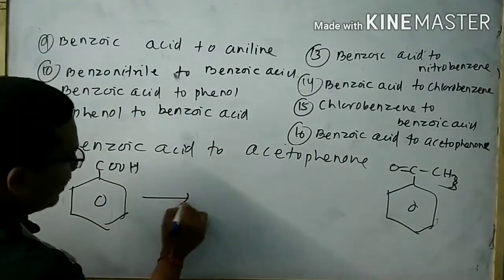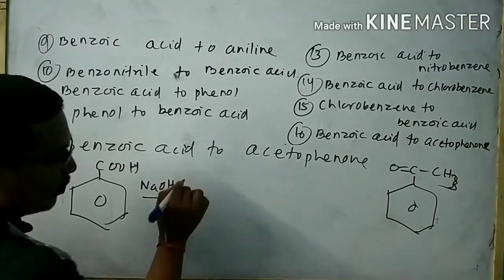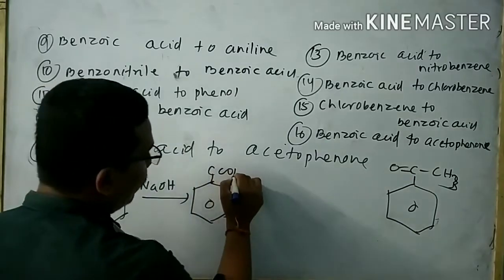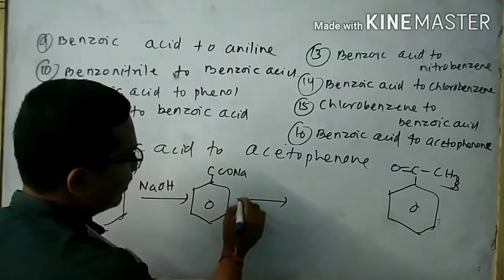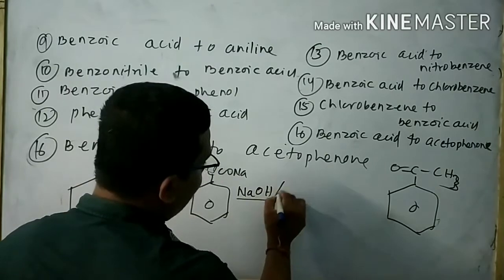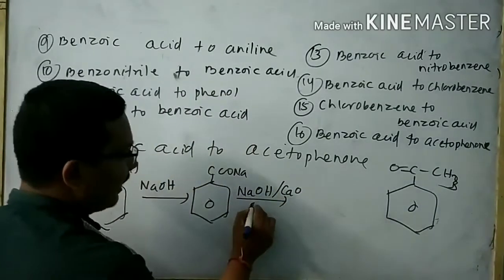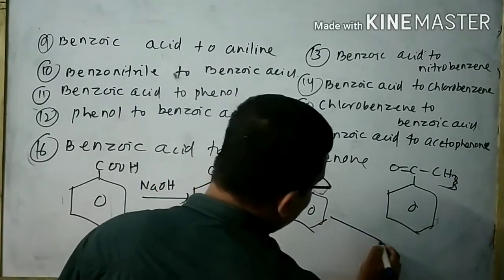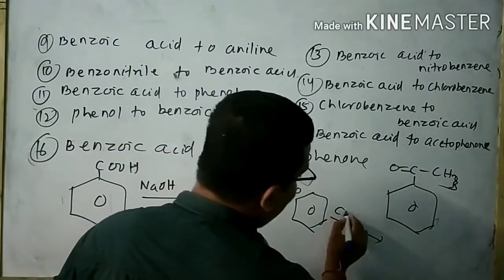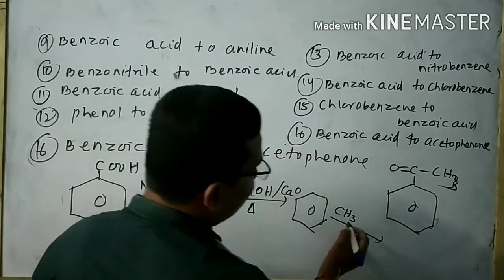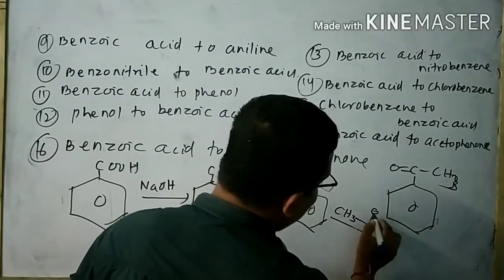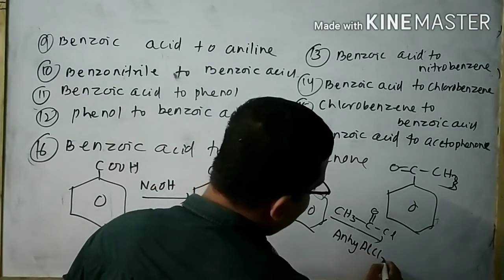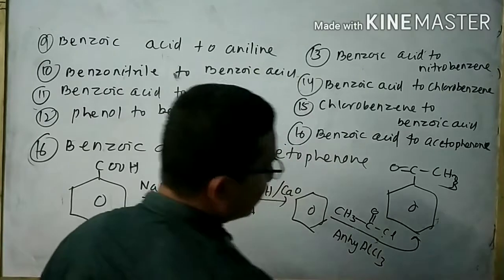So at first benzoic acid subjected to reaction with sodium hydroxide, sodium benzoate is formed. Now sodium benzoate subjected to reaction with sodium hydroxide in the presence of calcium oxide, heat is given, then benzene is formed. Now this benzene subjected to Friedel-Crafts acylation. That means benzene subjected to reaction with acetyl chloride in the presence of anhydrous AlCl3, then acetophenone is formed.